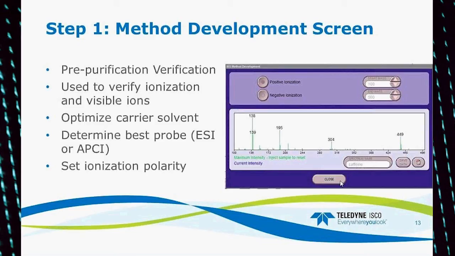So you can run this screen with ESI. You can put the system in standby, remove the probe, put the APCI probe in, open this screen up again, and rerun it to see which one gives you the better signal or forms an ion that you are confident with. And obviously we talked about selecting between ionization and polarity.